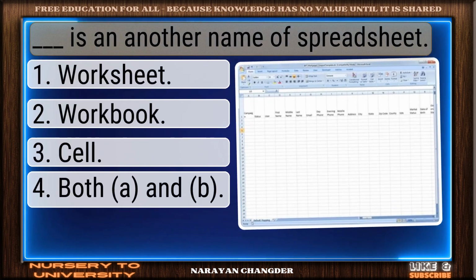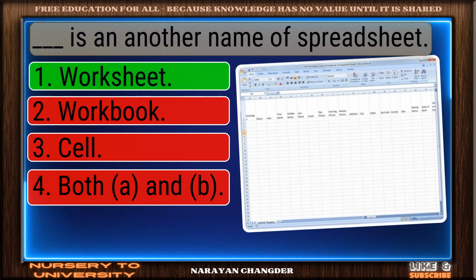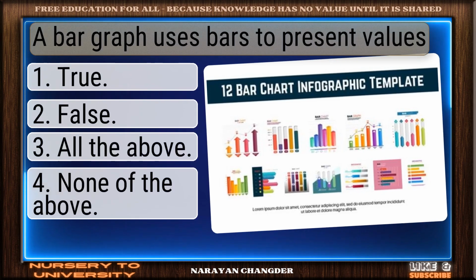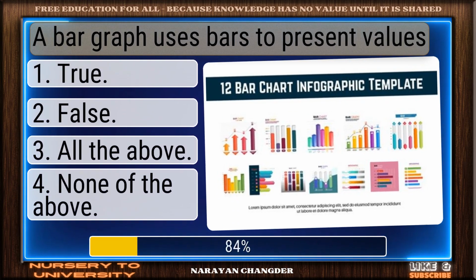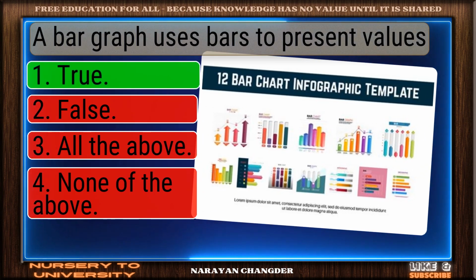Dash is another name of spreadsheet. Great job. Worksheet is the accurate answer. A bar graph uses bars to present values. You're right. True is the correct answer.